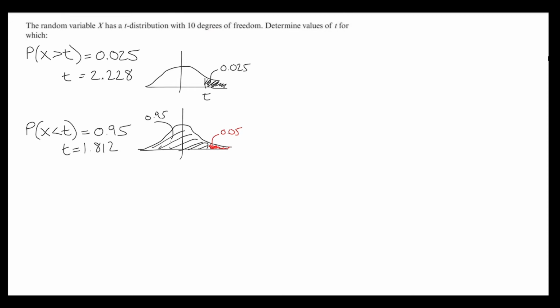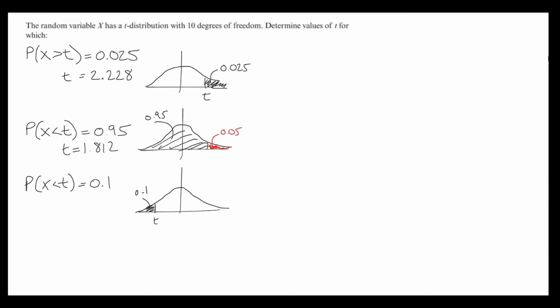Okay, what if I had the probability that x is less than t, but this time it was a small probability? So the probability that x is less than t equals 0.1. So that's 10%. Where would that be on my diagram? Well, it's going to be over here on the left-hand side. And this is my 10%.